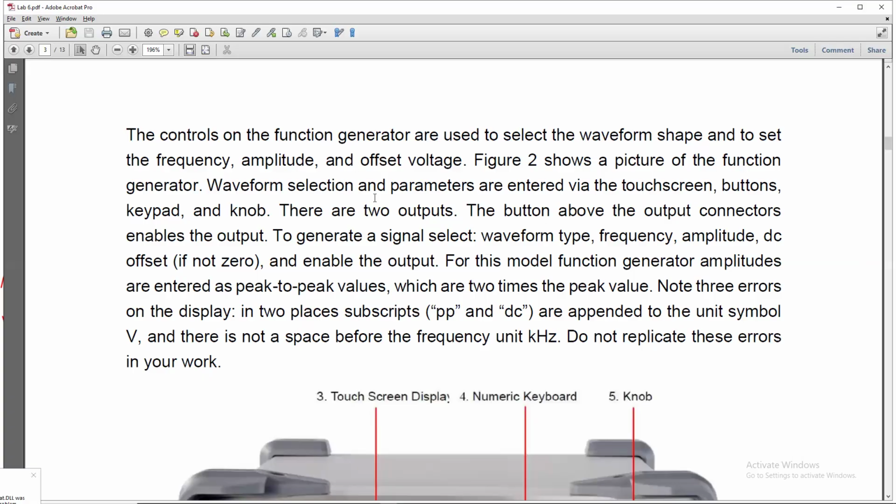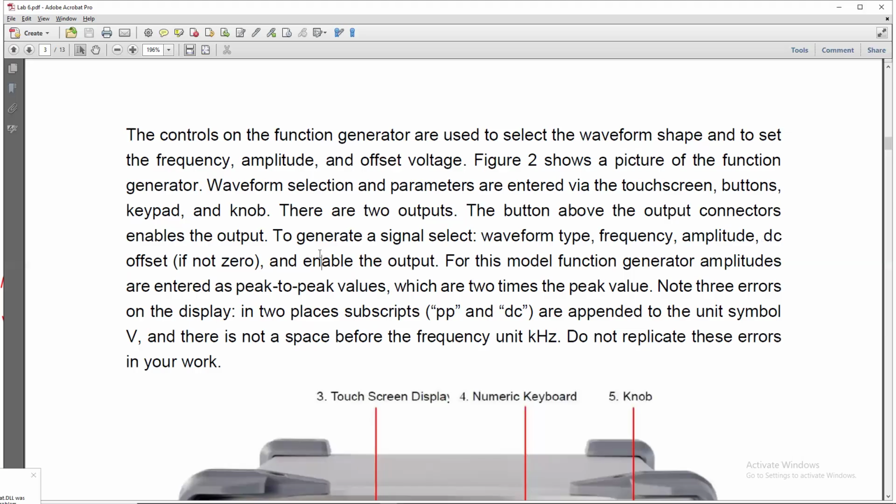You also need to select several parameters. As I told you, number one, you need to select the waveform type: whether you want to generate a sinusoidal, triangle, or square signal. Number two, you need to select a frequency. You need to select the amplitude, which is the maximum value. Also, you need to select the DC offset. As I told you before, DC offset means you want to shift the signal up or down.